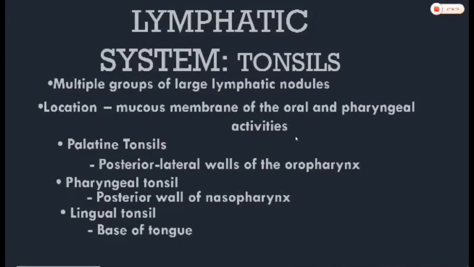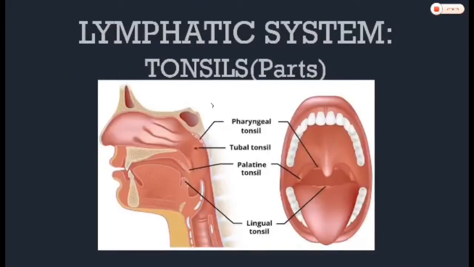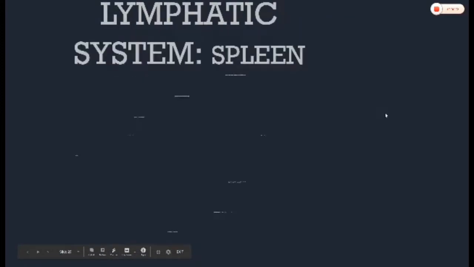Tonsils. Multiple groups of large lymphatic nodules. Location is in the mucous membrane of the oral and pharyngeal cavities, and we have three parts of tonsils, which are palatine tonsils, pharyngeal tonsils, and lingual tonsils. This is the posterior view of our tonsils. We have pharyngeal tonsils, and also the tubal tonsils, palatine tonsils, and lingual tonsils, which is the base of our tongue.